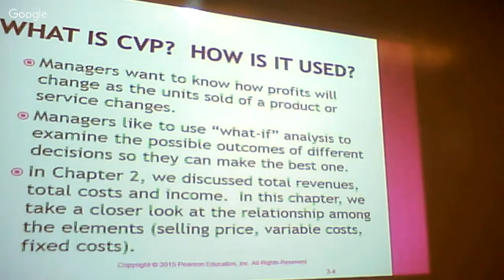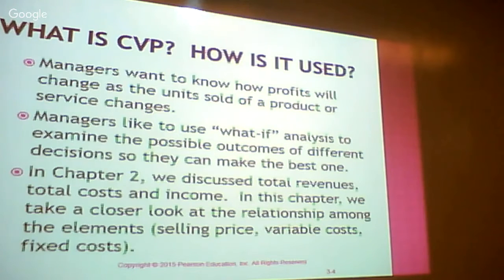Managers like to use what-if analysis to examine the possible outcomes of different decisions so they can make the best one. So they can take this information and say, okay, if I do this, how much is it going to cost me if I do that? And compare the two. A lot of times this is done when we're looking at two different products. Maybe one type of lens versus another type of lens, and how do we produce the number that we need in regards to which one's more profitable and which one will give us less costs and more money in our pocket.